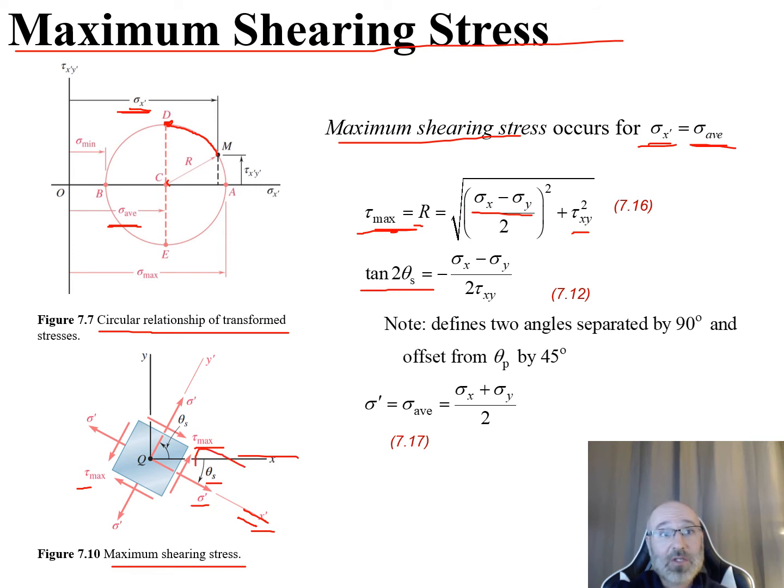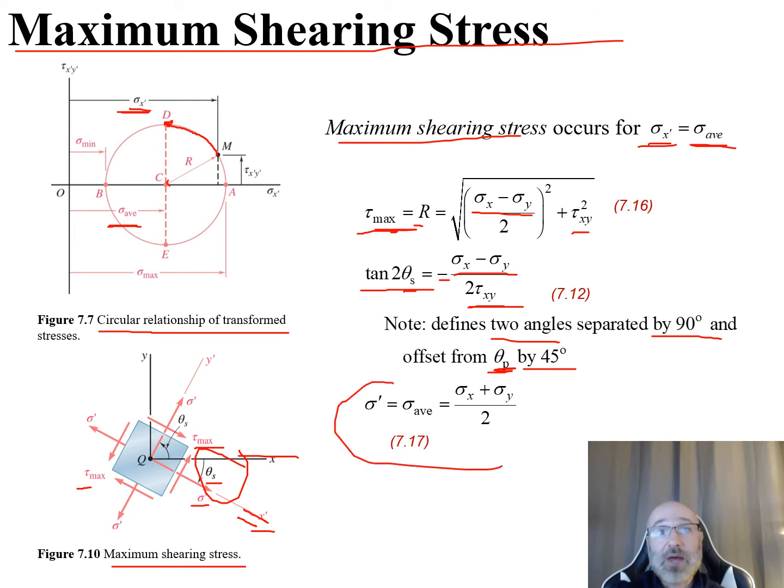Now we can note that the tangent of 2 times our theta s, that same angle between our x and our x prime axis, is going to be equal to a negative value of sigma x minus sigma y, divided by 2 times our tau xy. So that's our relationship between that angle and our shear and normal stresses. We can note this defines 2 angles separated by 90 degrees and offset from our theta p, from our previous slide, by 45 degrees.